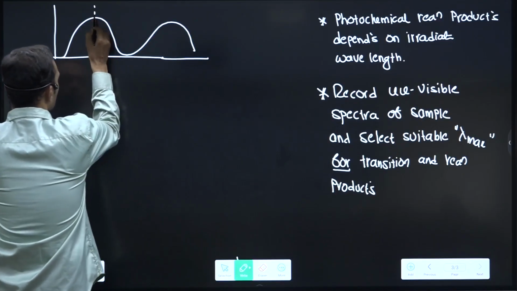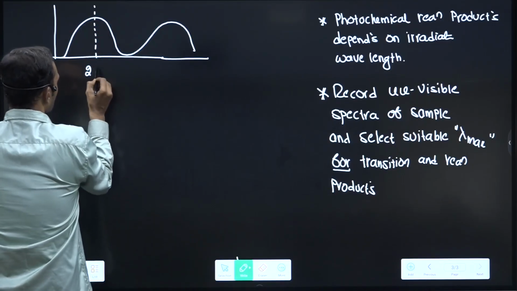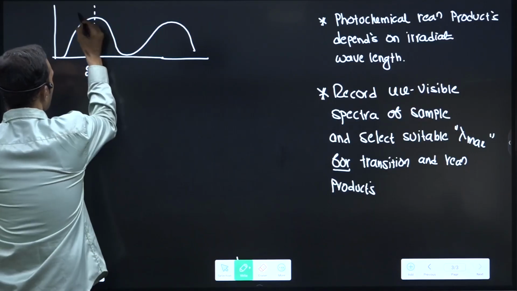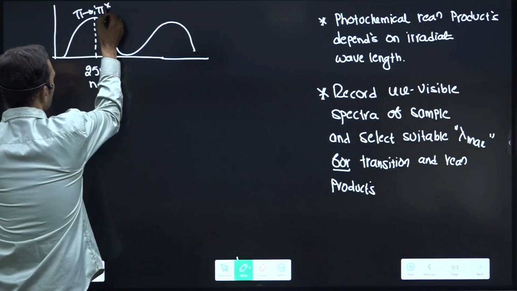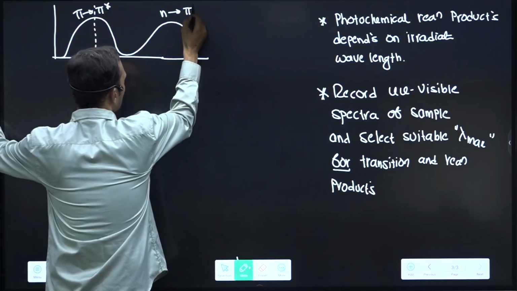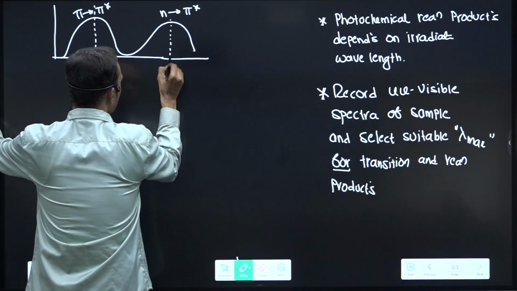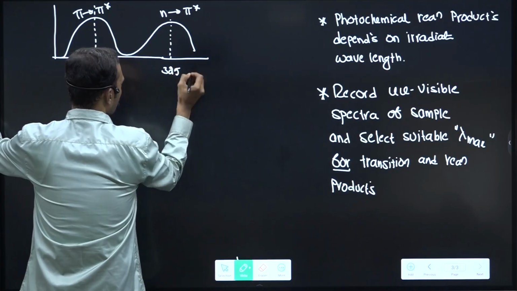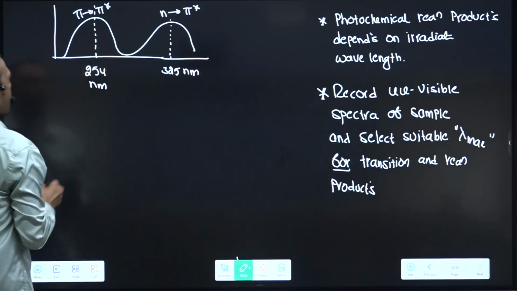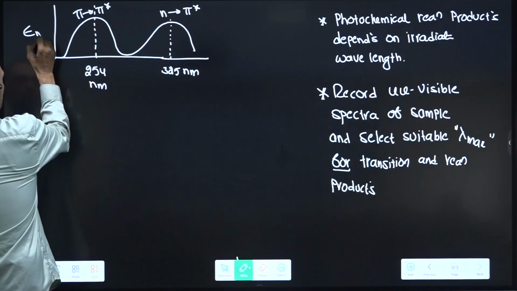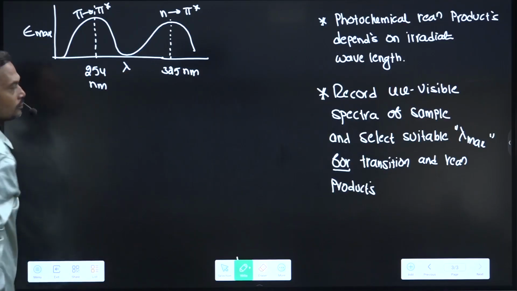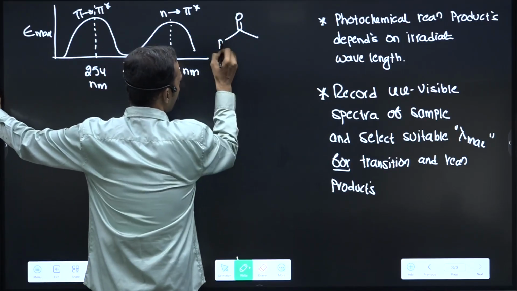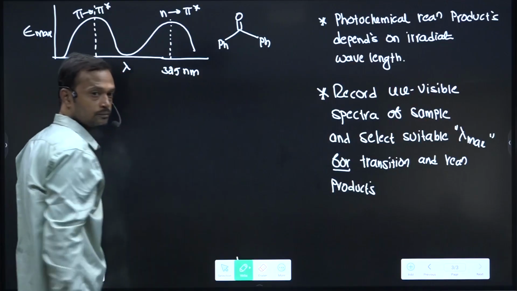Okay? So here, one spectral line I am giving now. 254 nanometers, pi to pi star. n to pi star, I am giving 325 nanometers. So this is the absorption maximum, this is lambda. This is the UV spectrum of which one? Benzophenone. This is the benzophenone UV spectrum.